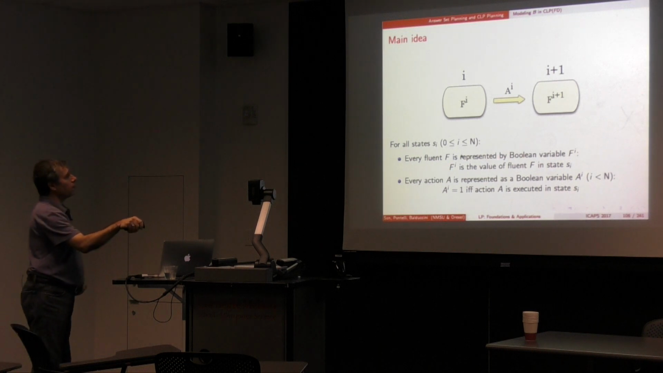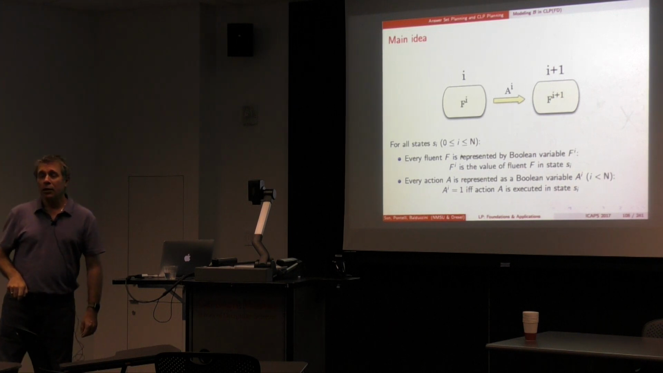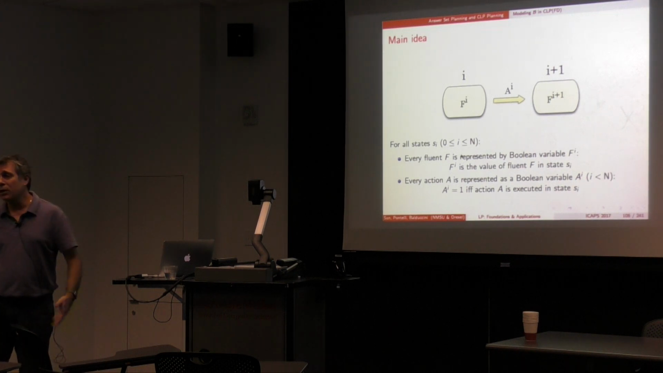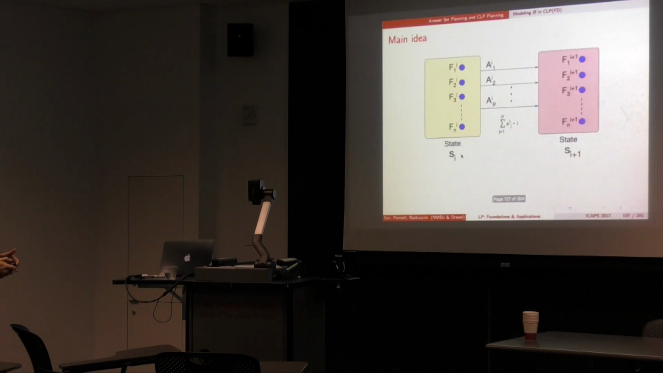So for every fluent f, we introduce a variable f_i for the time i, which is the value of the fluent in that state. And similarly, for every action a, we introduce a variable a_i. And of course, this variable is also going to be a Boolean variable that denotes whether that action is executed or not during that particular transition.